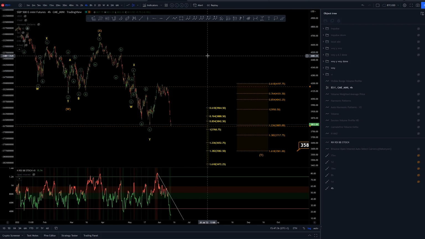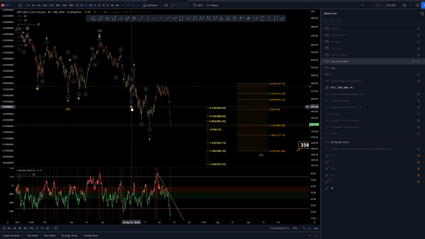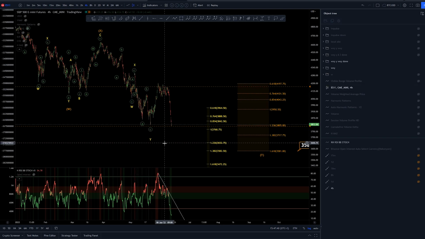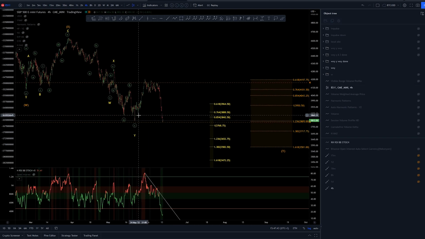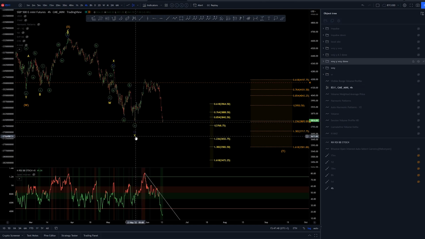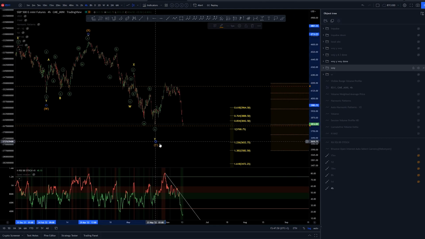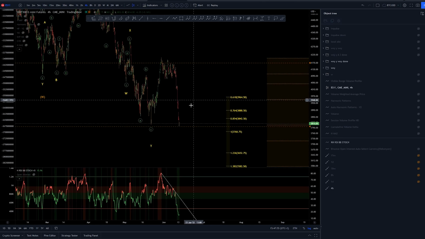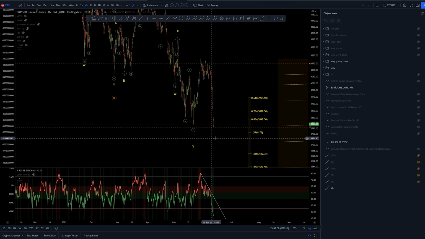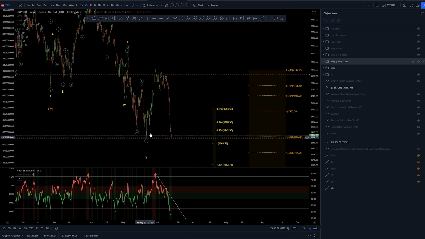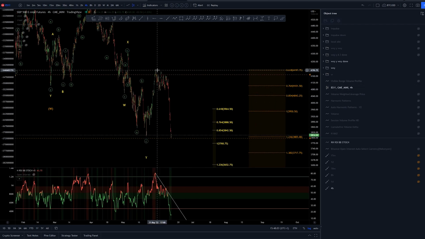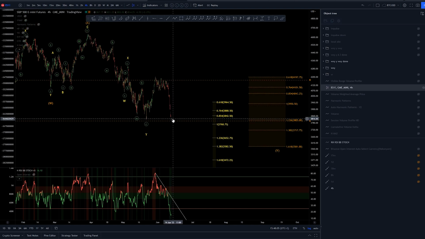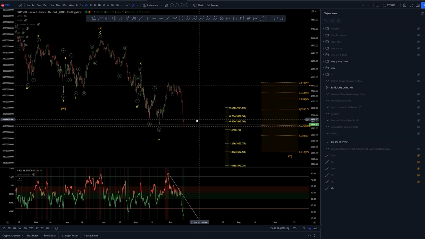First one is saying that we have an ABC into W, ABC into X, another ABC into wave Y. This would have suggested that we had a count ending here as a wave Y and wave Y of this intermediate as well. Now we have currently made new lows here, so this is no longer the case. For this we had a possibility of starting a new sequence here with 5 waves, but again that got invalidated as we did break these lows. So we need to adjust this count a bit.